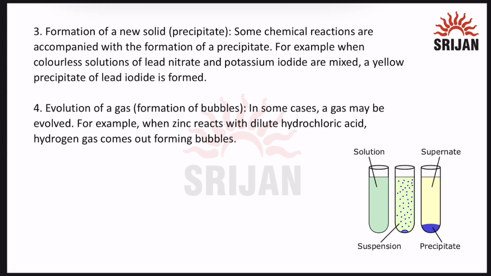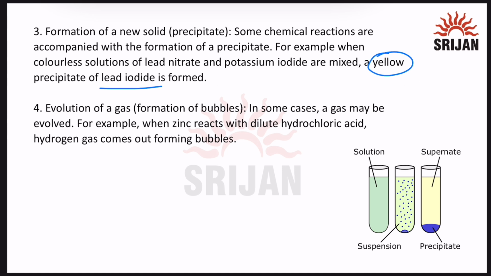Then we can also see if the formation of a precipitate has occurred or not. What precipitate means, I will tell you in a minute. Some chemical reactions are accompanied by the formation of a precipitate. For example, when colorless solutions of lead nitrate and potassium iodide are reacted, we get lead iodide, and that is yellow in color.